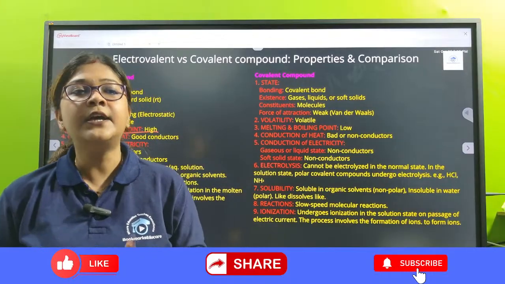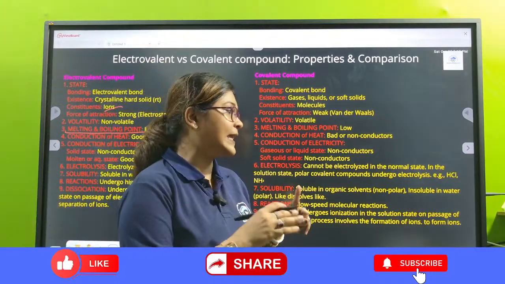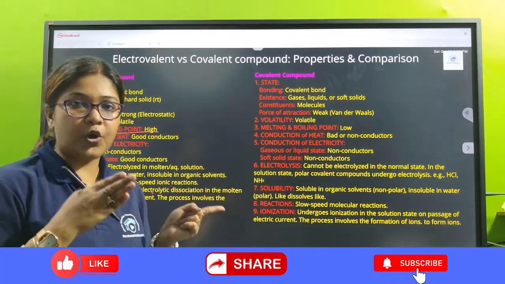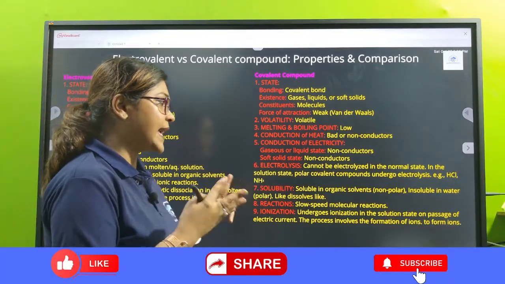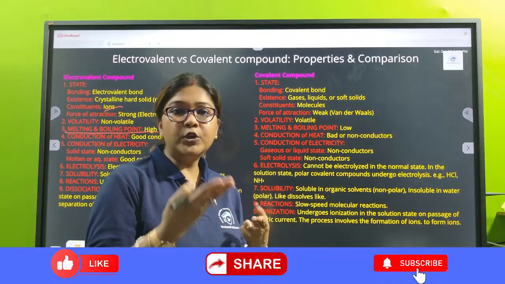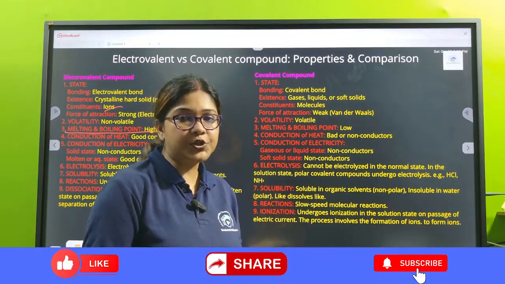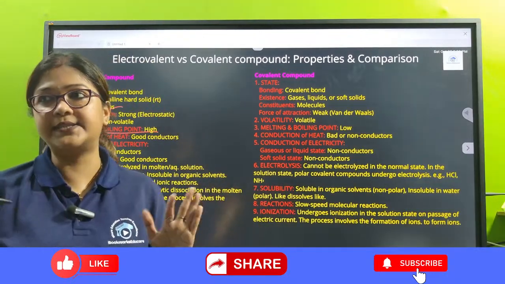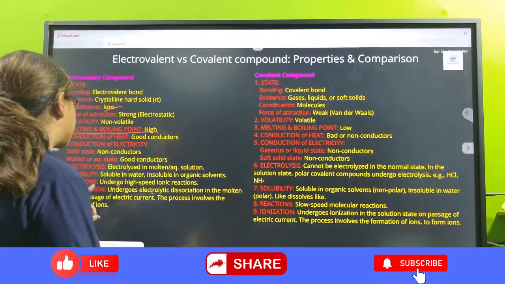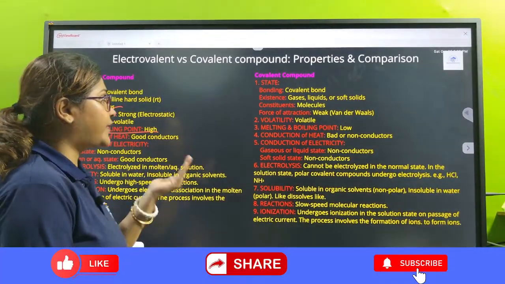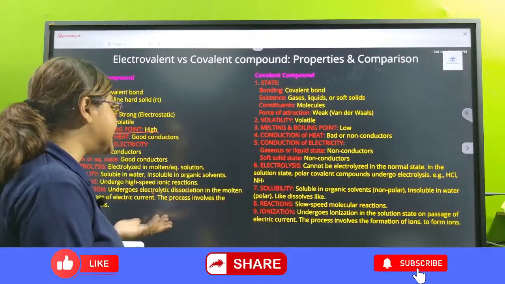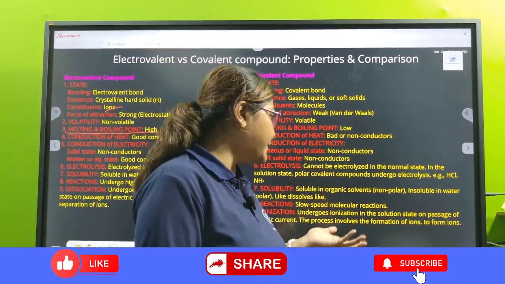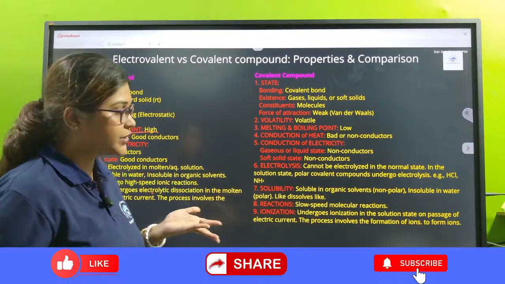That is, the nonpolar compounds are usually solvated by nonpolar organic solvents like benzene and hexane, and the polar covalent compounds dissolve in polar solvents like water and organic solvents like alcohol. So reactions for the electrovalent compounds are high-speed ionic reactions. For the covalent compounds, they have slow-speed molecular reactions.